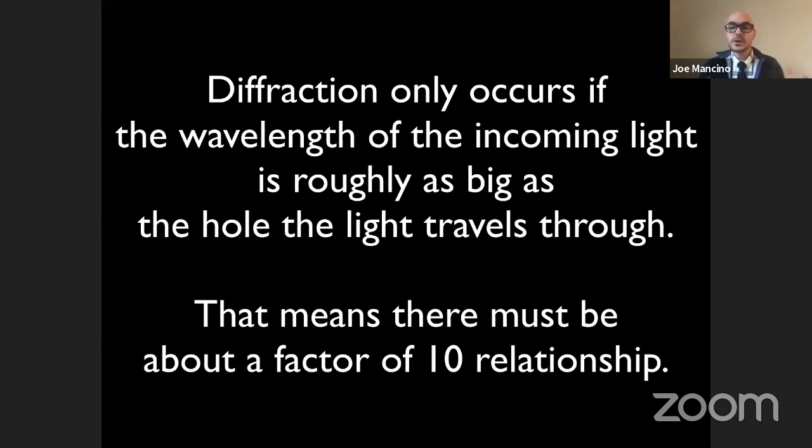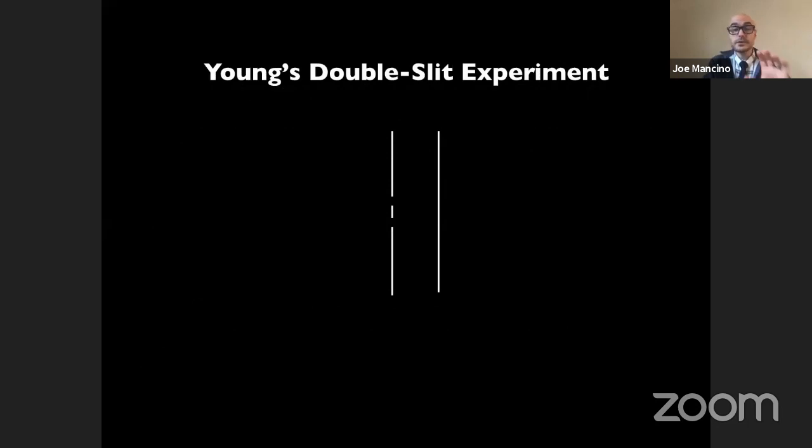550 nanometers, green light would experience diffraction if it encountered an obstacle that was maybe 55 nanometers or 5,500 nanometers, but any bigger or smaller than that, and light wouldn't exhibit a diffraction pattern. So here's what we mean by diffraction pattern. This is what Thomas Young did.